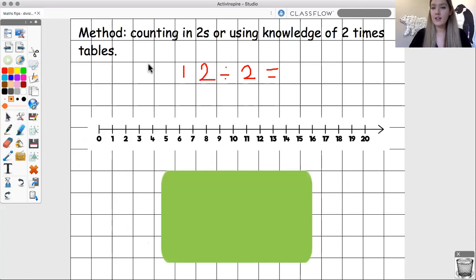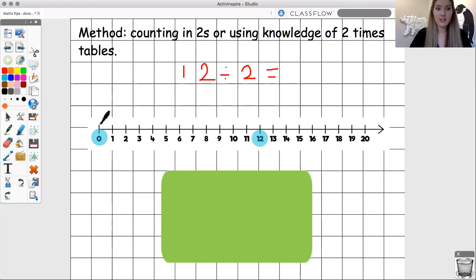Another way you could have solved this is by counting in twos or using knowledge of the 2 times tables. So we're going to find out how many lots of 2 are in 12. So I'm going to get my highlighter out. I'm going to be starting on 0 and counting in twos up to 12. We're going to do some nice jumps together.